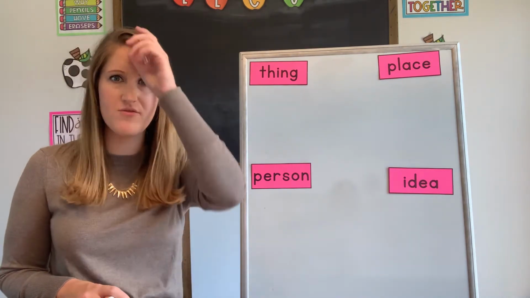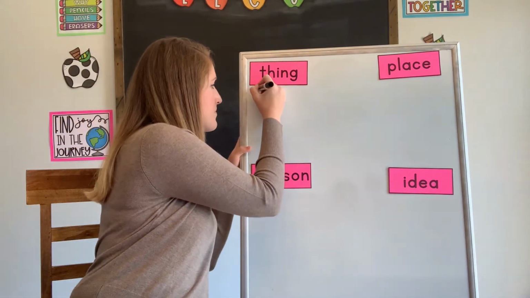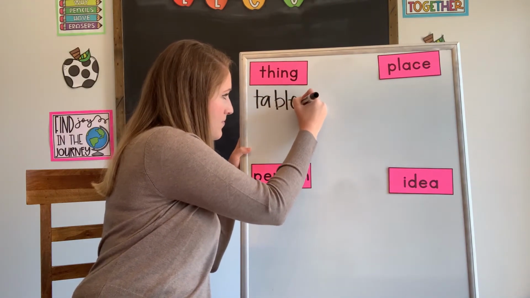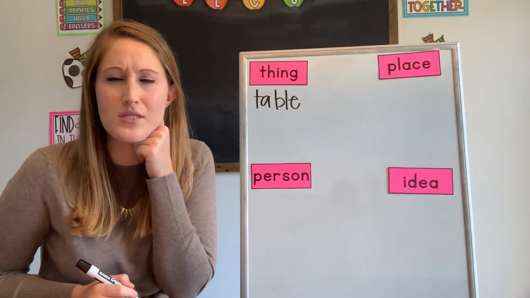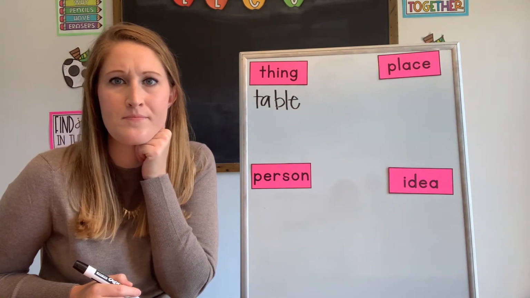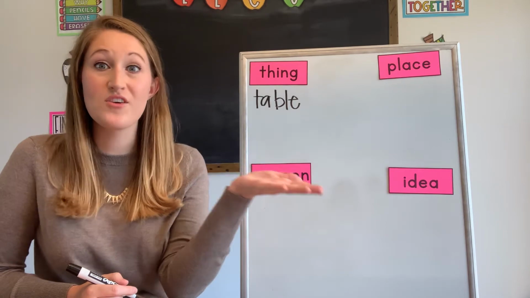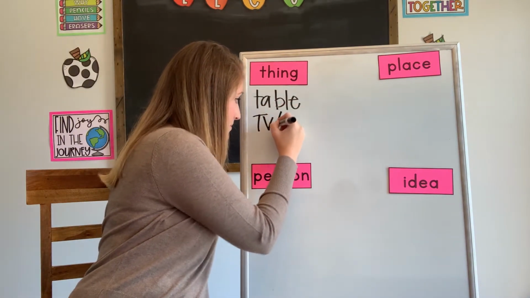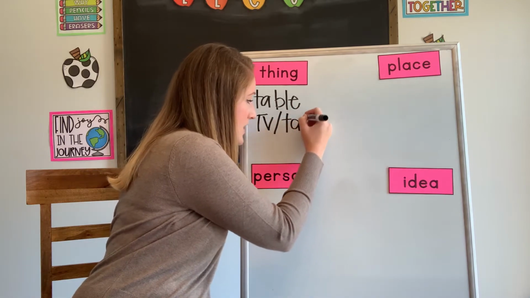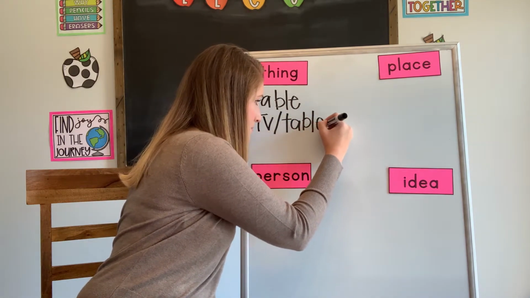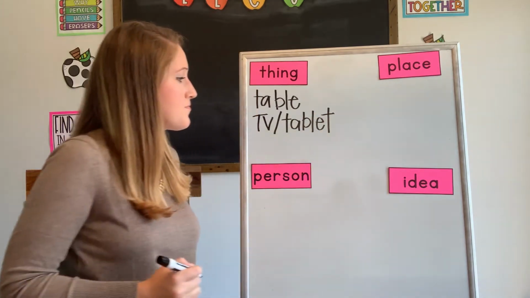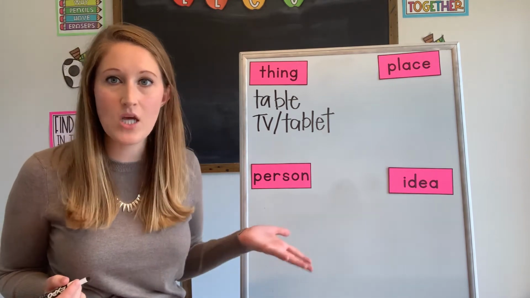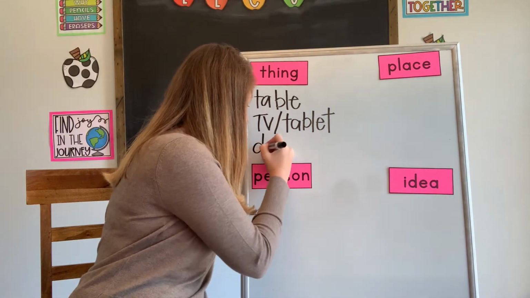Well, I see a table in front of me, so that's a thing. What else do you see where you're at? Yeah, some of you might be looking at a TV or maybe a tablet. Those are things. As I look around, I see my dog. That's a thing, right? We have animals.